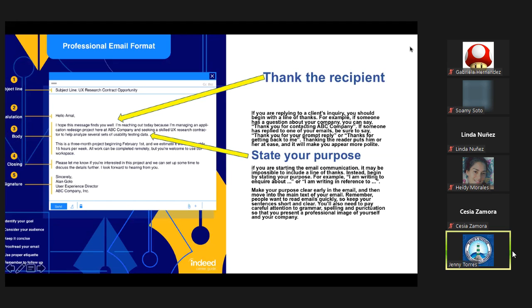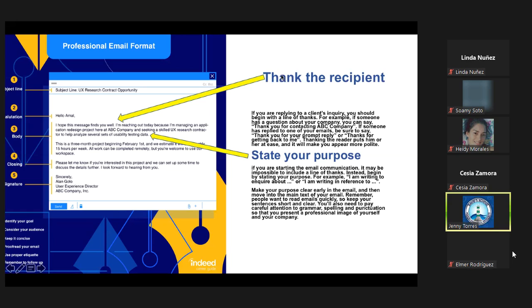In the first part, you have to thank the recipient, okay? You have to say thank you. For example, if you have received an email, if that person have sent you something, or if you have had any contact with that person, so you're going to start by saying thank you. Or you may say thank you for contacting ABC company. In this part, you are going to say thank you for your help, thank you for your prompt reply.